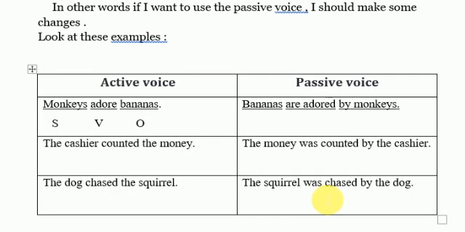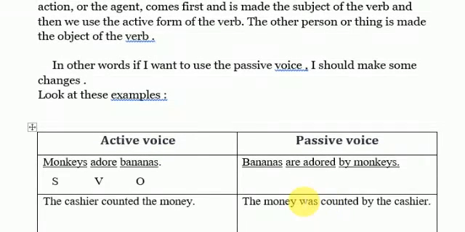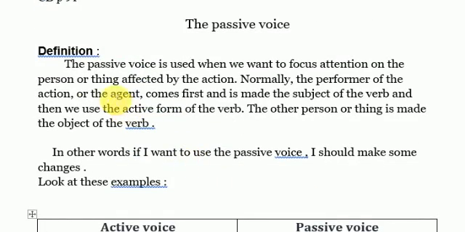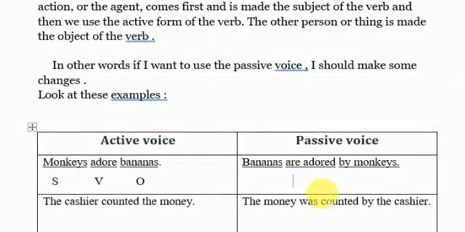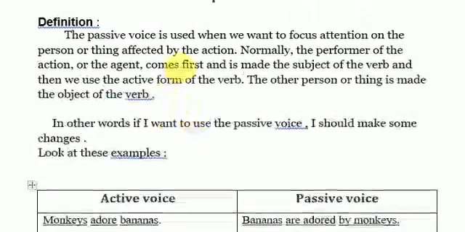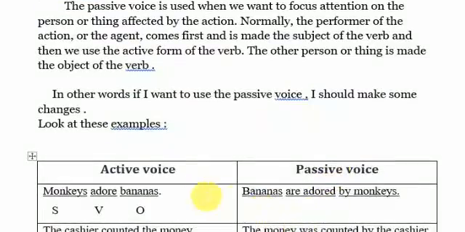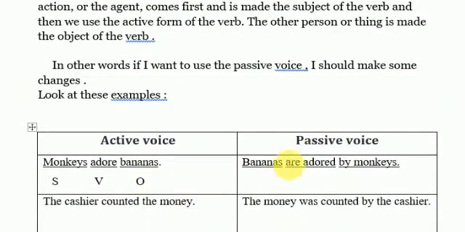So we use the passive voice to put attention on the person or the thing. Let's go back to the definition. The passive voice is used when we want to focus attention on the person or thing affected by the action. Affected. Look at this word carefully. Affected by the action. In other words, bananas are affected by the action.